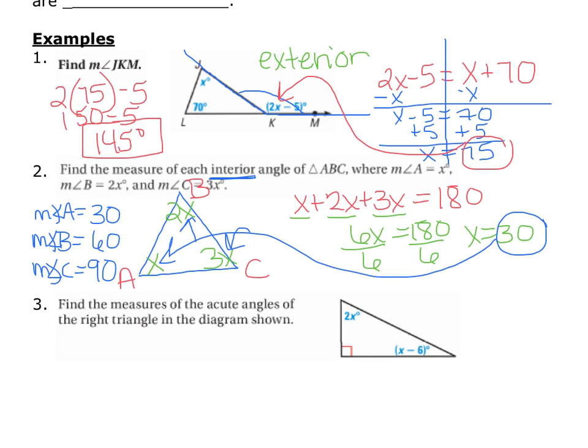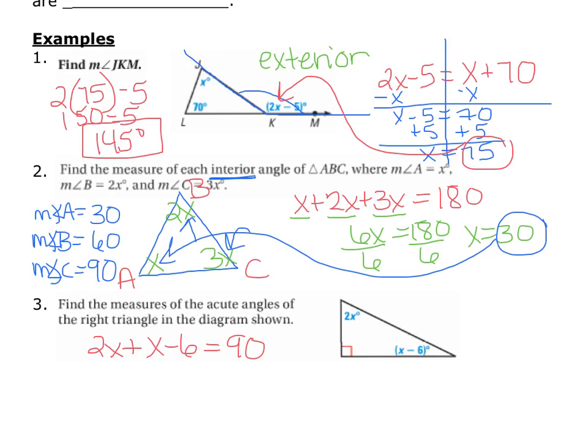Number 3, find the measure of the acute angles of the right triangle in the diagram. So this is the corollary of the right triangle. It told us that the two acute angles in the right triangle, because remember, this one is not acute, this is right. These smaller ones are acute, that these two acute angles are complementary. So we're going to put that into action. The two acute angles are complementary. So again, taking that theorem, turning it into an equation.